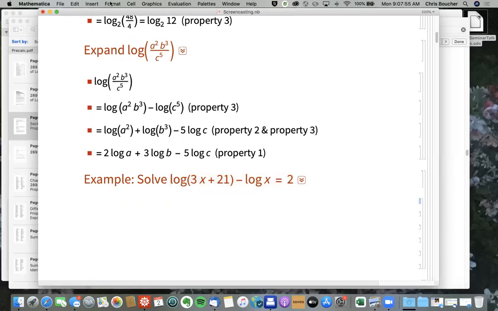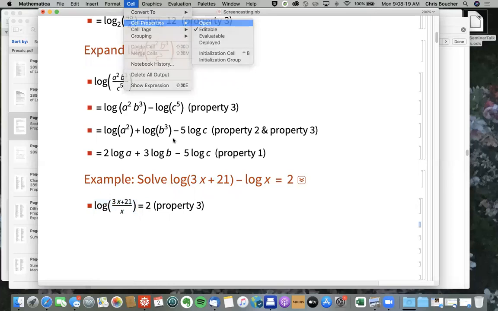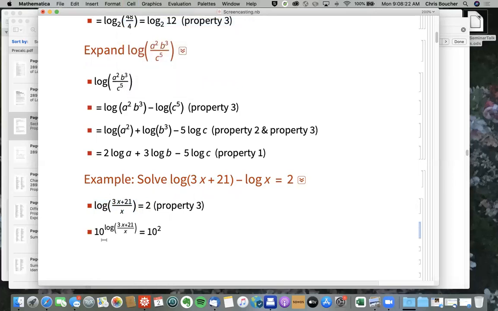In any event, when I use property 3, the difference of the logs is the log of the quotient, right? So it's the log of 3x plus 21 divided by x. The right-hand side doesn't change. I didn't do anything over there. And now I have just a single logarithm on the left-hand side, and I can undo it with the appropriate exponential, which is the base 10 exponential in this case. So I will raise both sides, take 10 to both sides, right? Raise 10 to both sides. And so that's what that looks like.